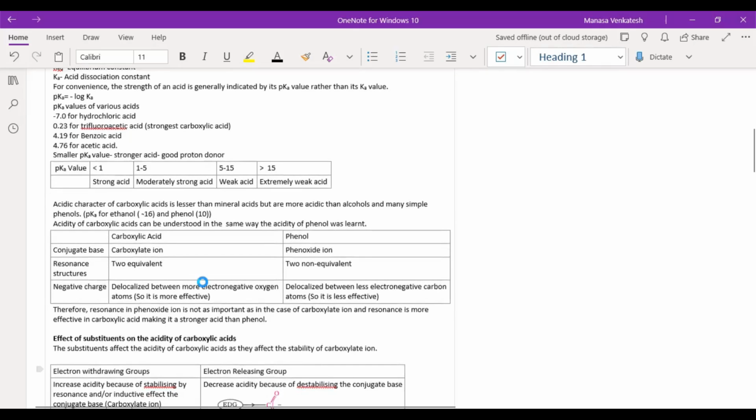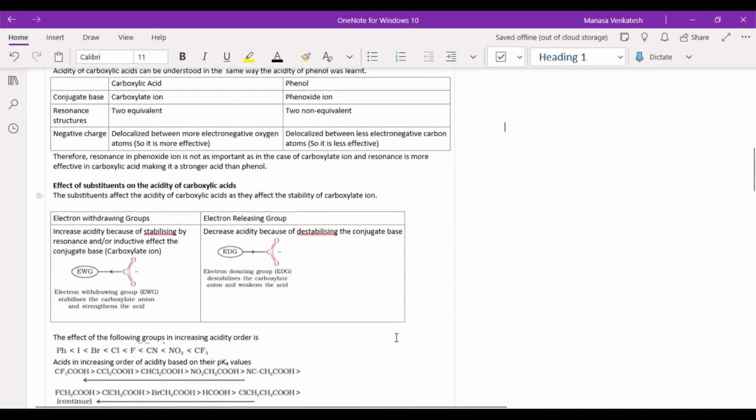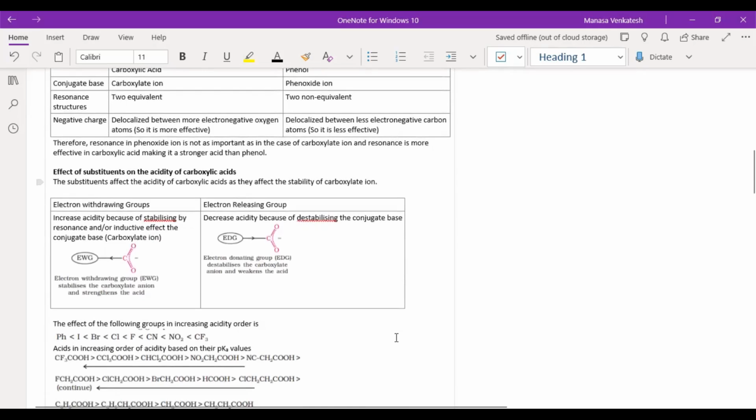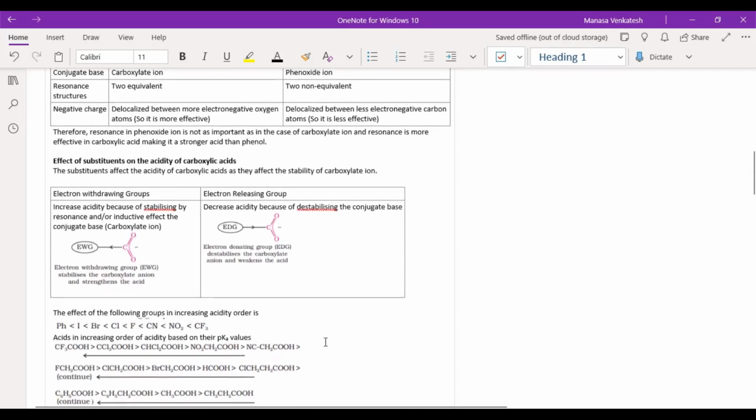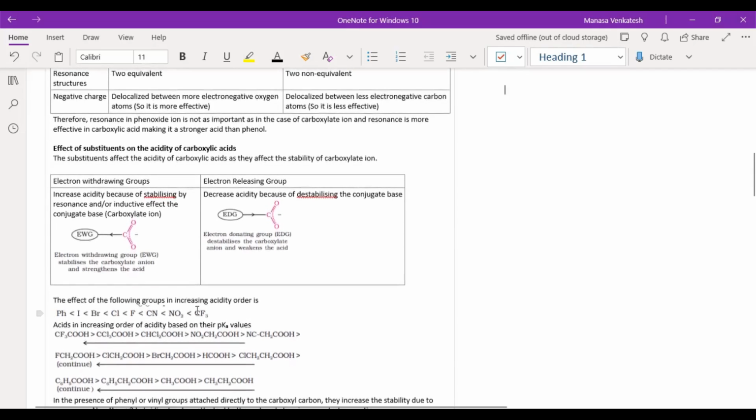Now, obviously, the presence of various groups is going to have an effect on the reactivity, or rather the acidity, of the acid. Electron withdrawing groups will increase the acidity because they stabilize the carboxylate ion, whereas electron donating groups will decrease the acidity because they destabilize the carboxylate ion, which is the conjugate base. So these are the effects of substituents. Then you have phenyl group, iodine, bromine, chlorine, fluorine, cyanide, nitro, CF3.